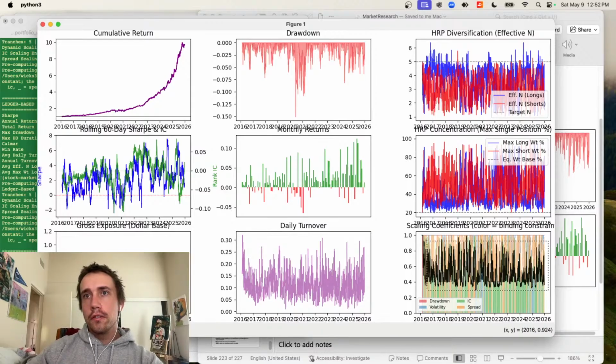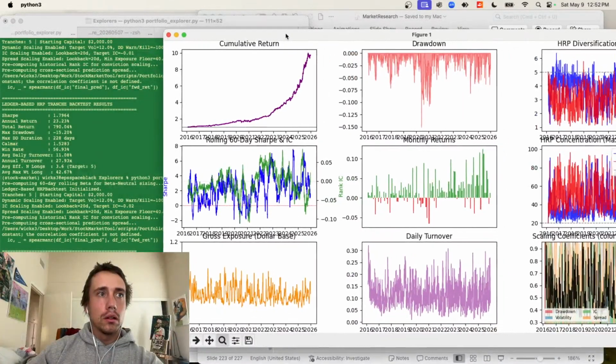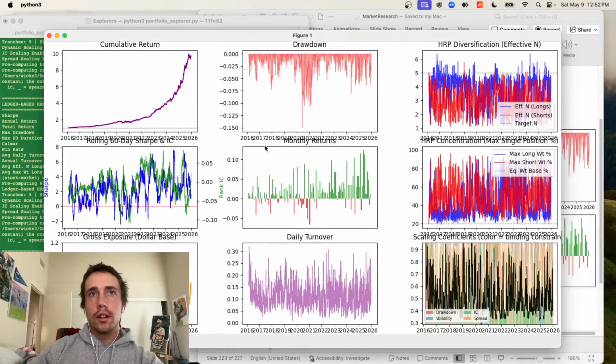So information coefficient's still dominating. 148 for the drawdown duration, so that's pretty good.